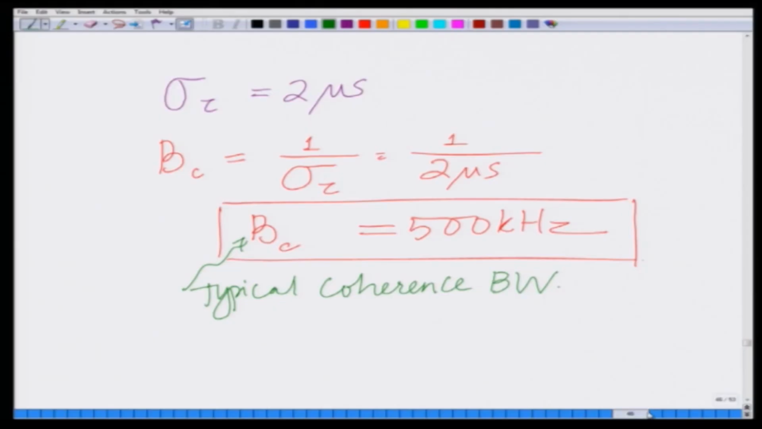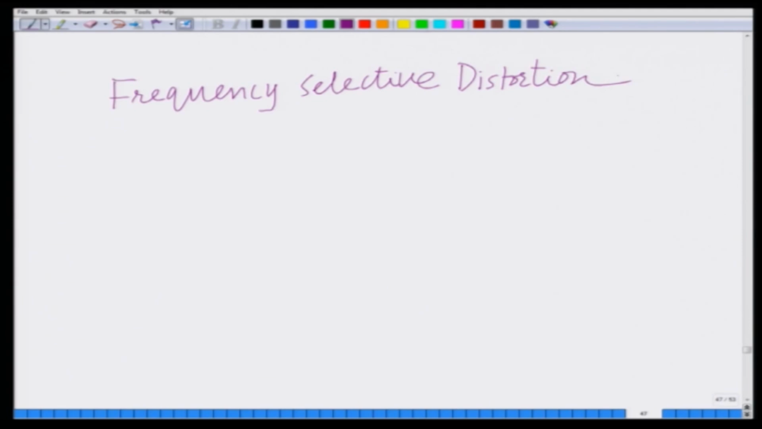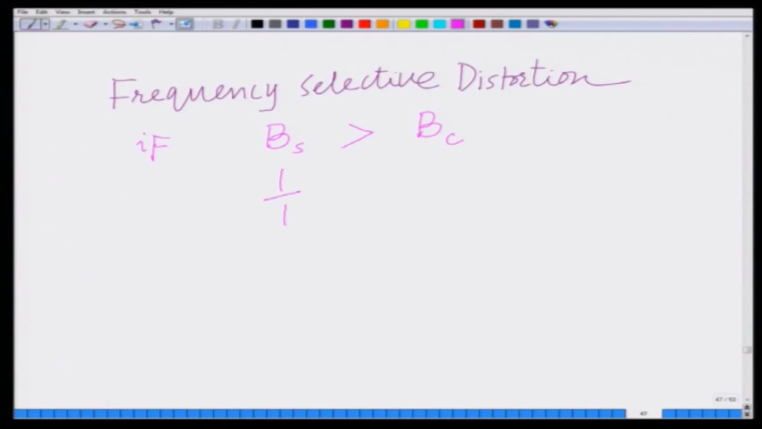Now let us look at something interesting. We said frequency selective distortion occurs if the signal bandwidth is larger than the coherence bandwidth. That is, we said frequency selective distortion occurs if Bs is greater than Bc, but remember Bs is equal to 1 over T, where T is the symbol time.